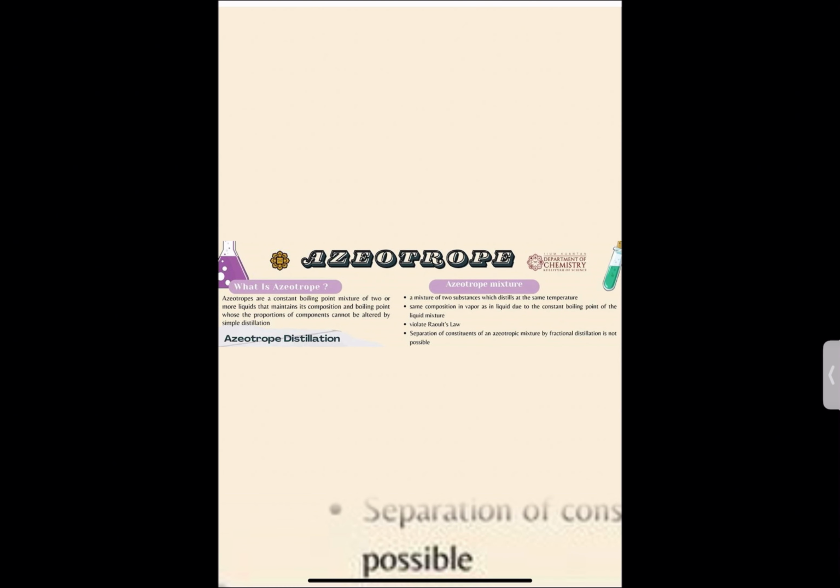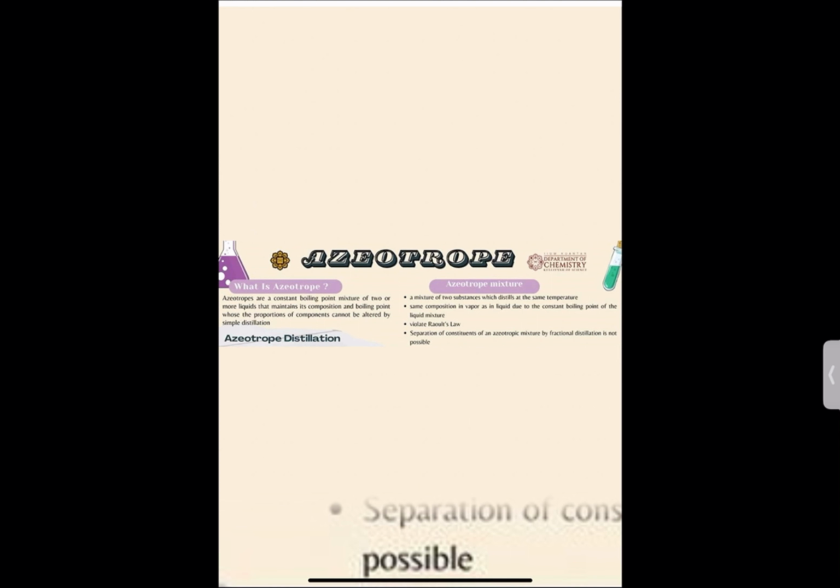Azeotropes are a constant boiling point mixture of two or more liquids that maintain their composition and boiling point during distillation. This means that all the components of this solution boil at the same temperature, with the same composition of components in the liquid phase as well as the vapor phase. The proportion of components cannot be altered by simple distillation.